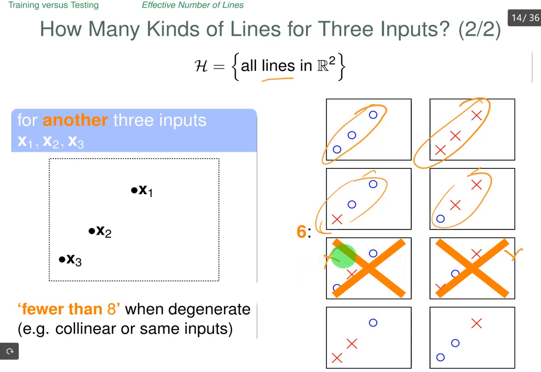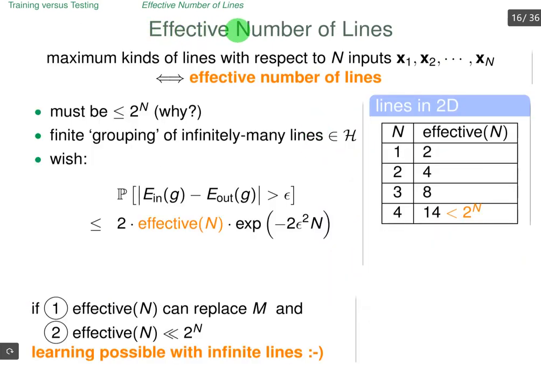What does that mean? Is it good news or bad news? If we have our inputs in this form, then some of the hypotheses will not be able to label them into 2 distinct cases, because the data is not linearly separable. A linear function cannot provide these labels. So we can talk about the effective number of lines or hypotheses in this case, which will be equal to the maximum kinds of hypotheses with respect to n inputs. We call them the effective number of hypotheses.